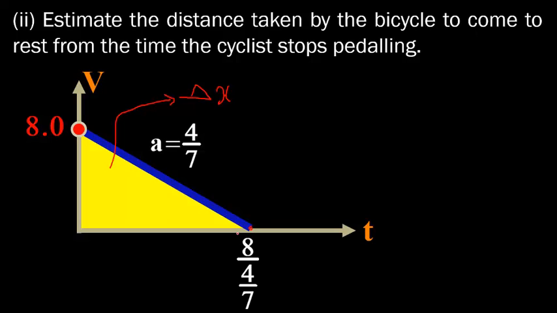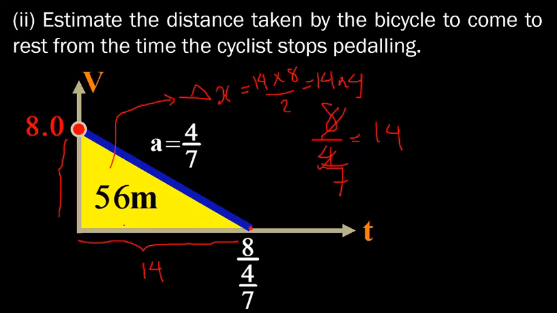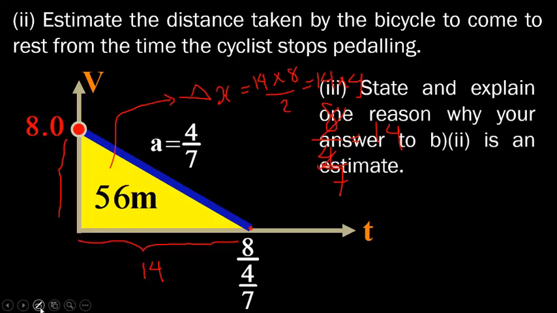Okay, the total area under the graph represents the total distance traveled from when the bicycle stops pedaling to the stop. It is easily found by multiplying height times base over 2. So it is 8 over 4/7, which simplifies to 14. So the base is 14, and the area will be 14 times 8/2, which is 14 times 4, and it is easily found as 56 meters.